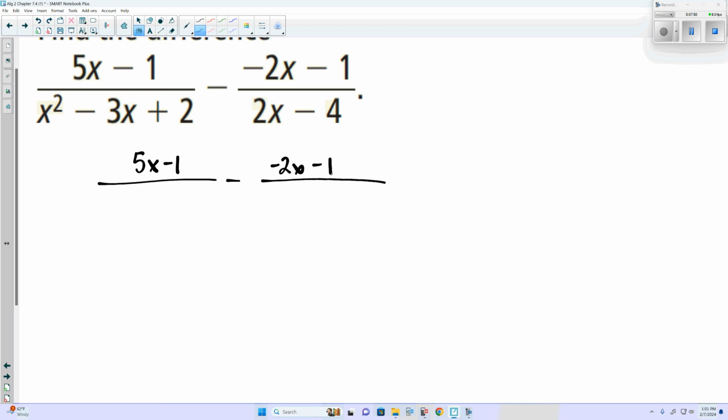And the first thing we need to do is factor the denominators. So we need to factor our x squared minus 3x plus 2 and our 2x minus 4. Which one do we want to factor first? x squared minus 3x plus 2. Is there a greatest common factor?